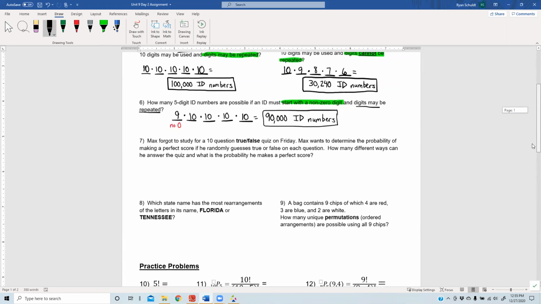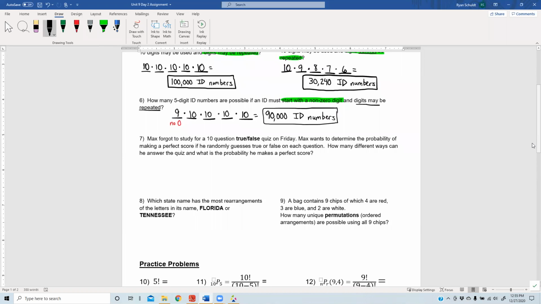Number 7, this is probably some of y'all. Max forgot to study for a 10-question true-false quiz on Friday. He wants to determine the probability of making a perfect score if he just randomly guesses true or false on each question. How many different ways can he answer the quiz? And what's the probability he makes a perfect score?